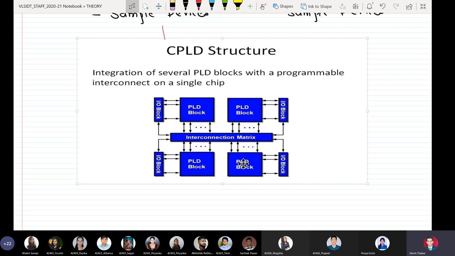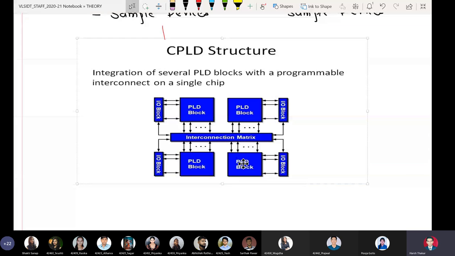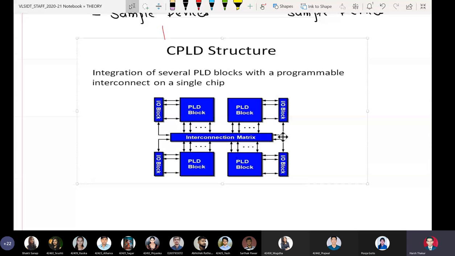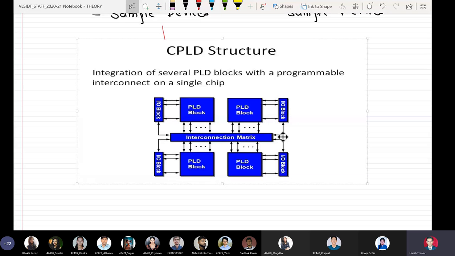So all signals coming inside the CPLD for processing will always pass through the IO block and then enter into the logic blocks. Similarly, whatever processing is done by the CPLD, the signals will again pass to the IO block and go to the real world. So signals coming from the real world and going into the real world always pass through IO blocks, right? So the CPLD's basic architecture consists of multiple PLD blocks or PAL-like blocks. Every PLD block has an IO block dedicated to itself, and all the PLD blocks are connected to each other through what is called an interconnection matrix.